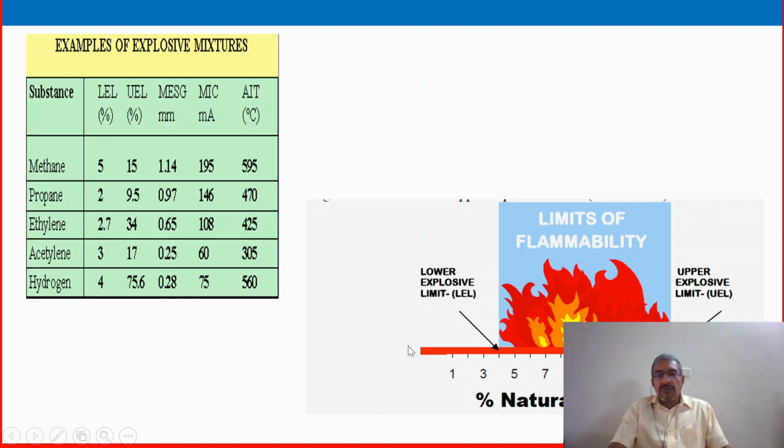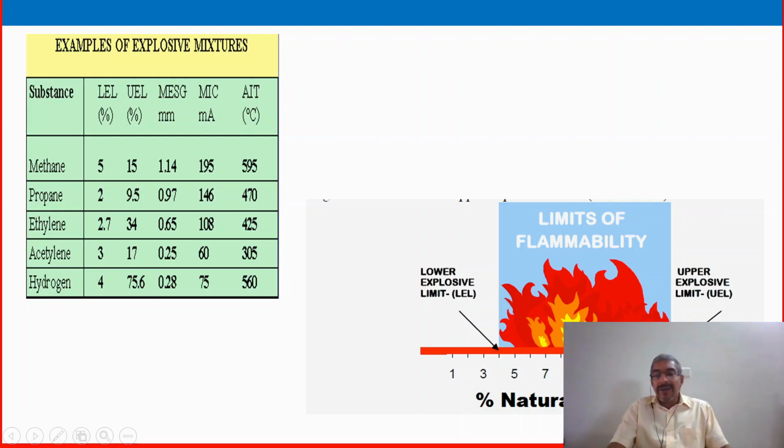Up to 5% of leak in air, methane cannot create a fire or a combustion mixture. It will not form a combustion mixture. So methane and air form a combustion mixture at the percentage of 5. 5 is the LEL. That means with 5% methane presence in air, it is ready to fire.